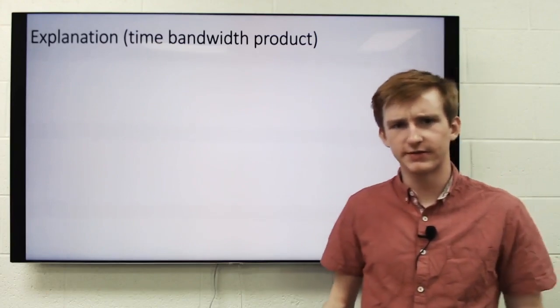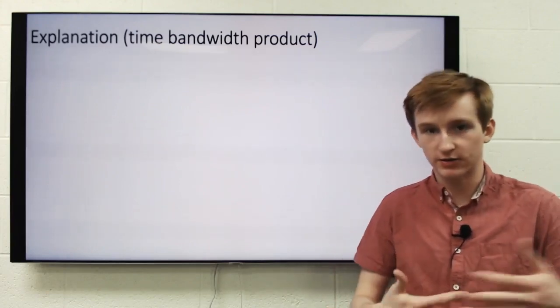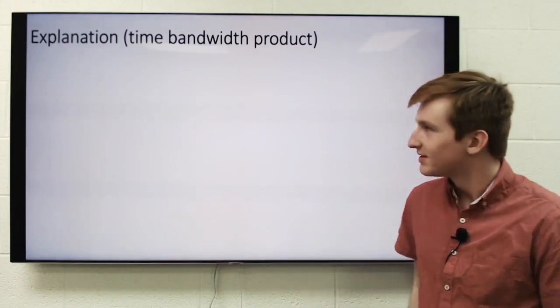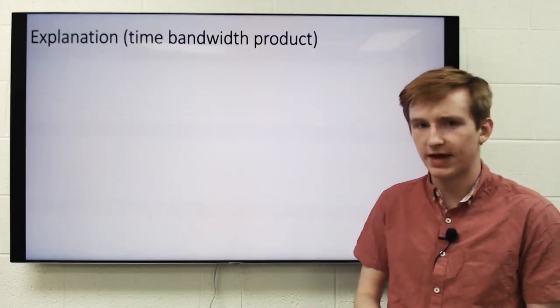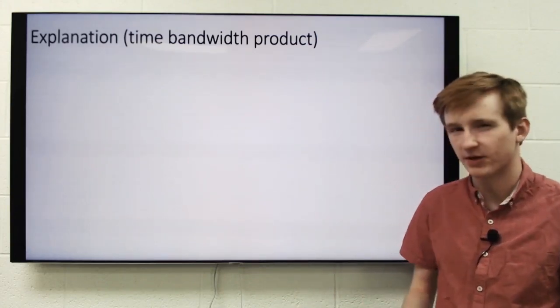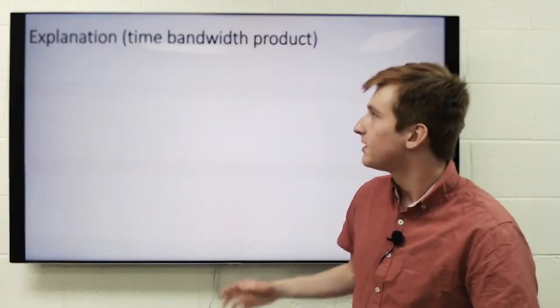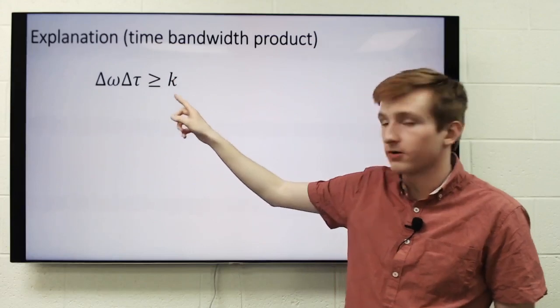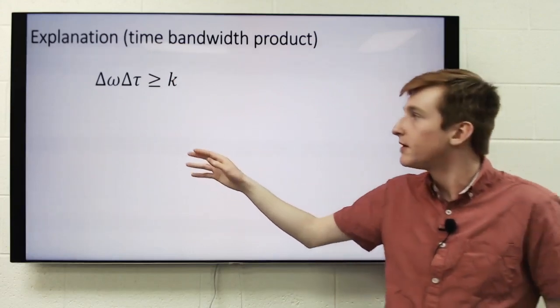But like most of these videos, I usually do 2 explanations. A very intuitive-based one, and here is going to be the calculation-based one. It's more specific. So for the calculation-based explanation, I'm going to use the time bandwidth product. So what is that? The time bandwidth product says that delta omega times delta tau is greater than or equal to a constant. And so what does this mean?